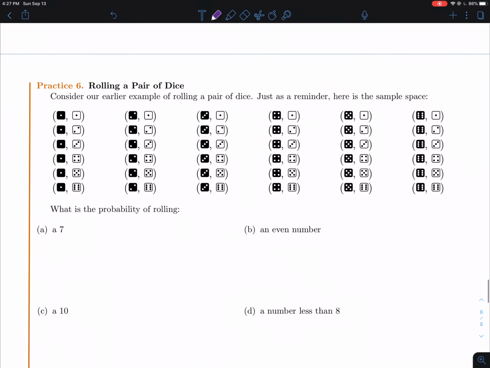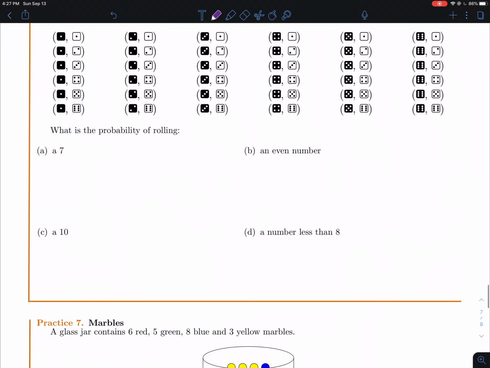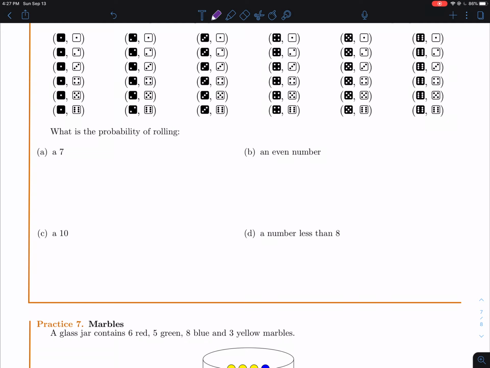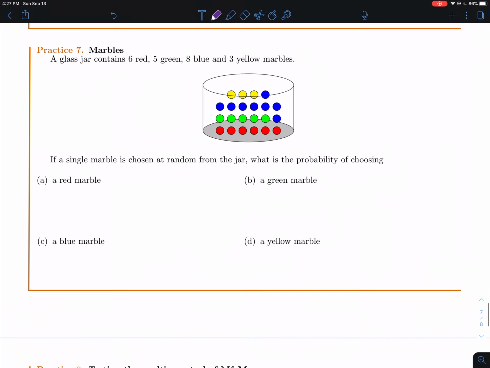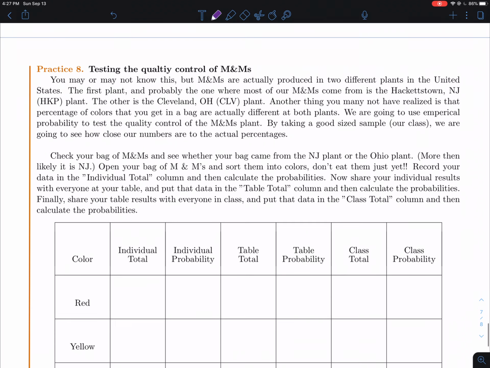And then practice 6, so I actually laid out all 36. This is the same one we did where we had the 36 different combinations of die rolls. Again, we've got the black on the left, the white on the right. So go through and answer some of these, and if you have questions about them, let me know. And then the last one is a marble one. We've got marbles that are different colors, and we want to draw out the probabilities and see what we get.